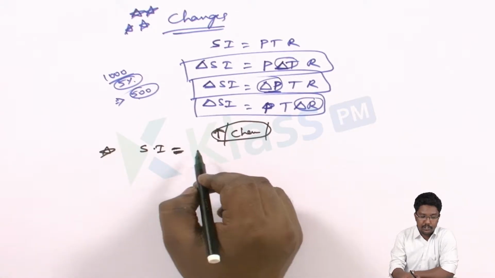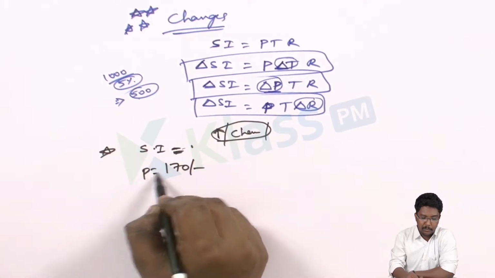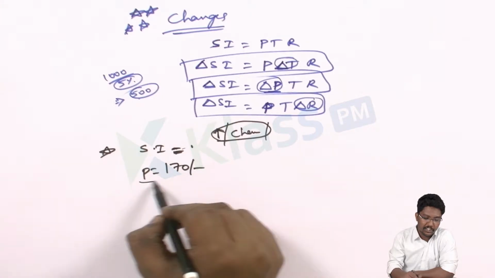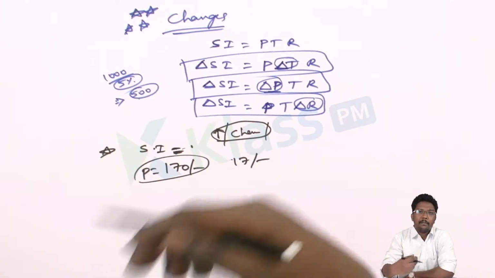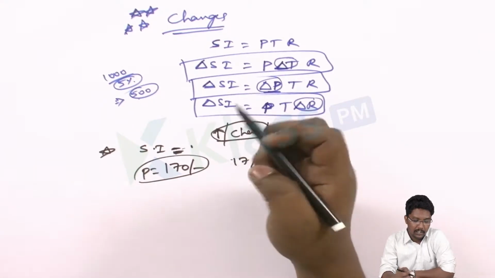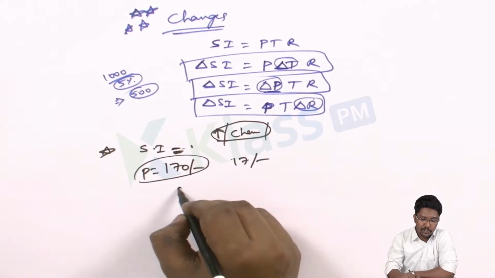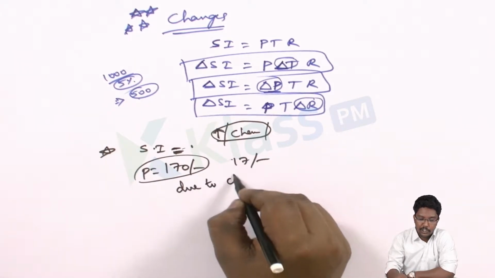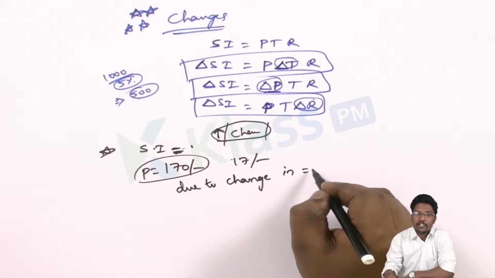The simple interest on an amount of 170 rupees, so it is my principal, increased by 17 rupees. So initially I am paying something, but the simple interest is increased by 17 rupees due to a change in the time period. What is my change in the time period?